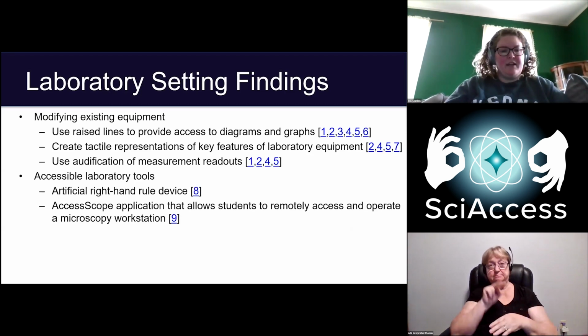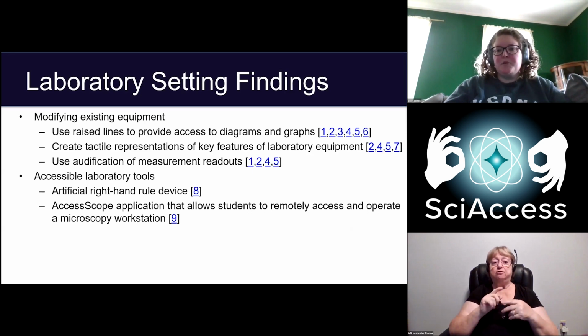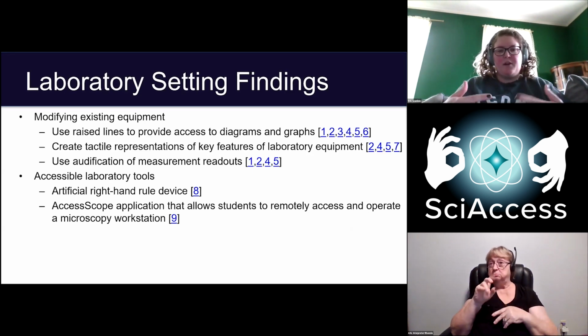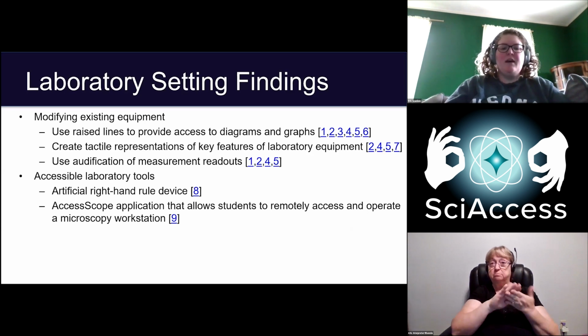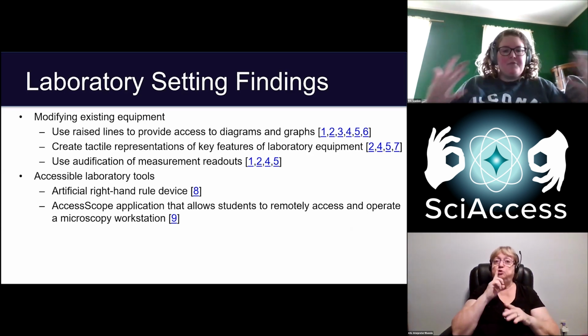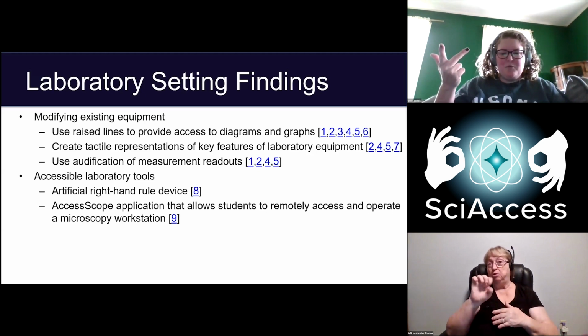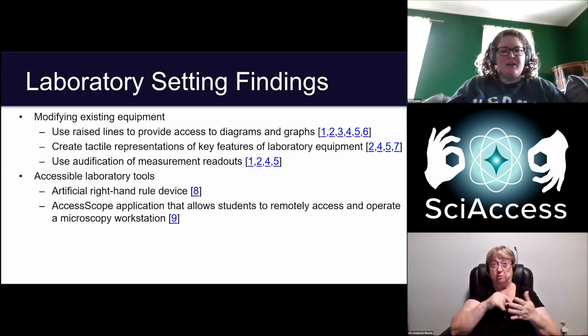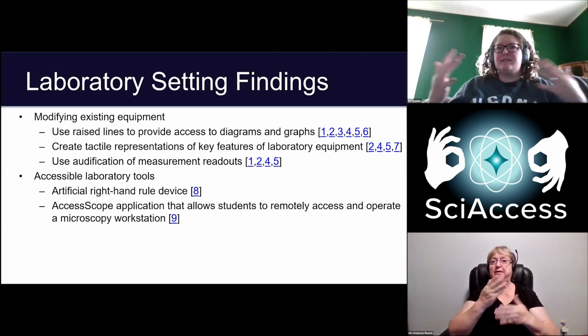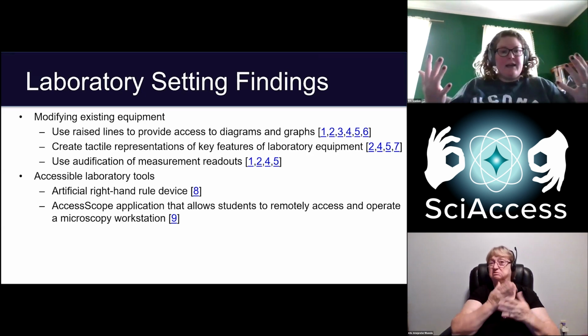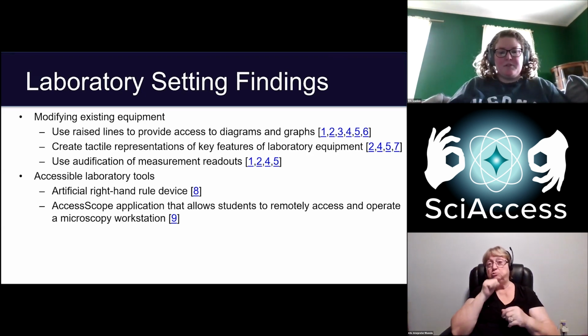Another category of findings was about accessible laboratory tools. So what are the tools that we can use specifically to make the environment more accessible and inclusive? For example, you could create a right-hand rule device. And if you're not familiar, the right-hand rule is a physics rule where you use your right hand to see vectors. And some folks don't have the dexterity or a right hand in order to utilize the right-hand rule. So it's an artificial right-hand rule device.